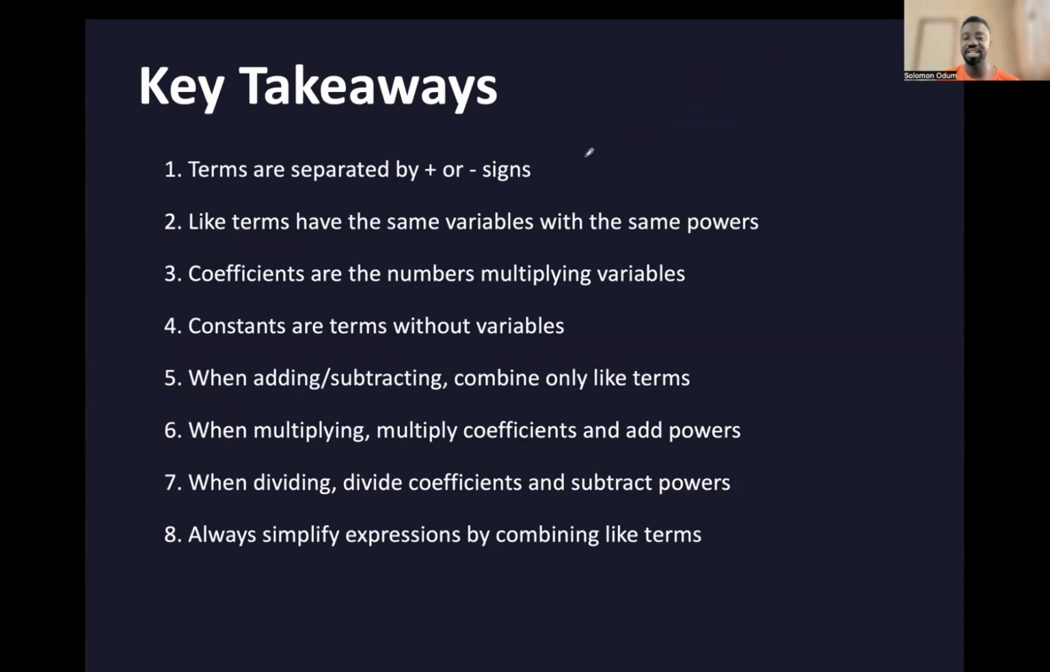Now, like terms again. Like terms have the same variables and the same powers. So 2x and 14x are like terms: the power is 1, the power is 1, and the same variables x and x. 2y and 4y are like terms. We also have x squared and 3x squared; they are like terms because they have the same power.